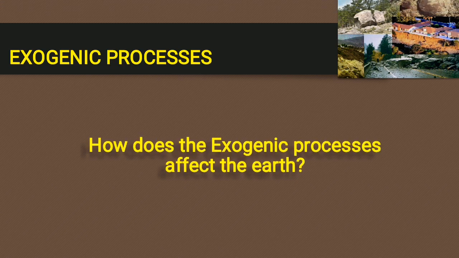How do the exogenic processes affect the Earth? Exogenic processes are very destructive. These processes take place near the Earth's surface that makes the surface wear away. But of course, they are responsible for degradation and sculpting the Earth's surface.